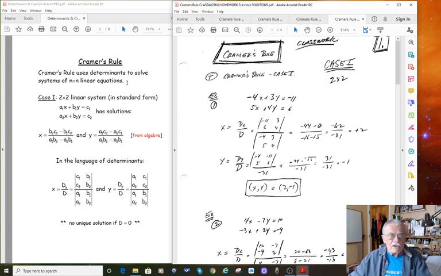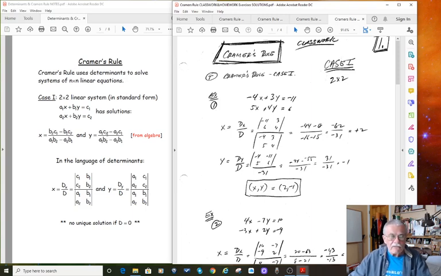Okay, the first one that we're going to look at is a 2 by 2 linear system. And of course, it needs to be in standard form, which in English means the x's are lined up, the y's are lined up, the constants are lined up, and the equal signs are lined up. Okay? Here's what the solution is. And it's a mess. Okay? X equals, and y equals, you get this from algebra.